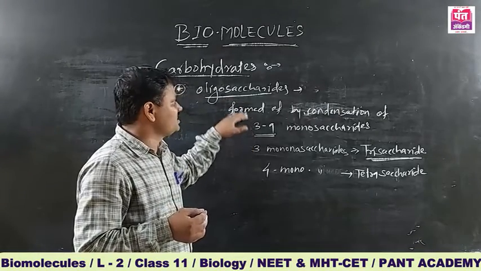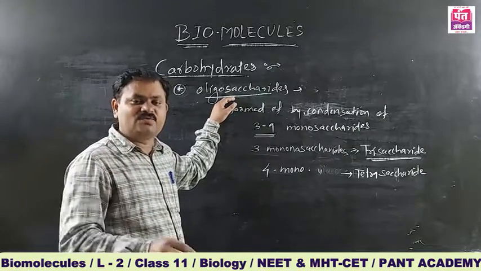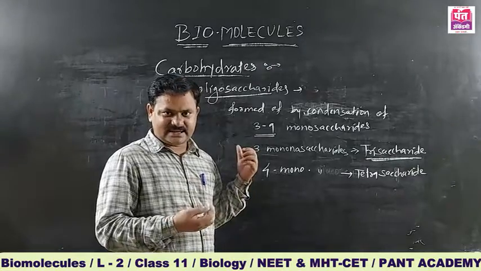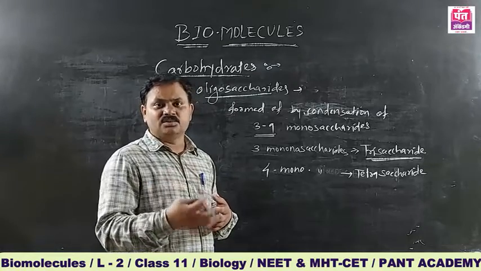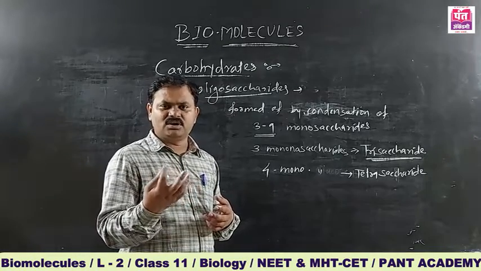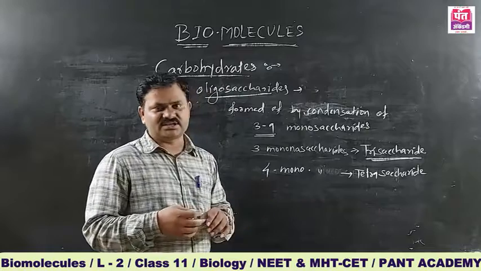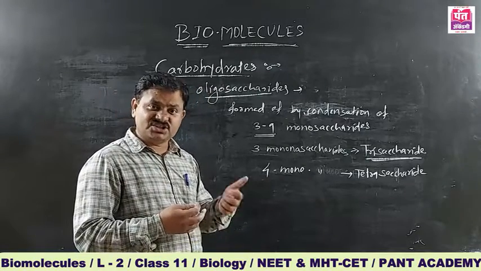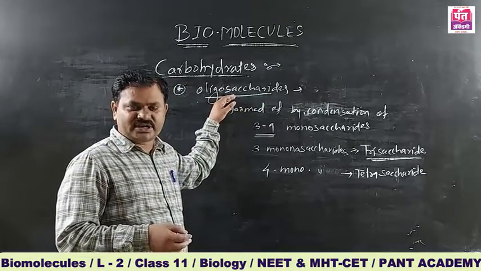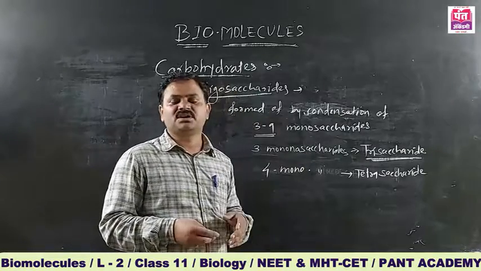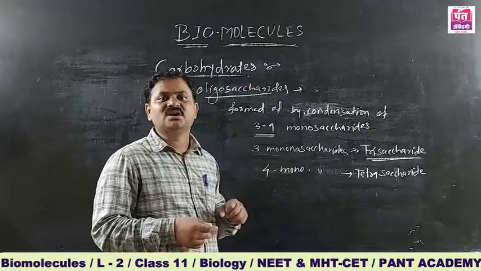The number of monosaccharides present in the oligosaccharide ranges from 3 to 9, and therefore it is completely different from the disaccharide, because in the disaccharide only 2 are there. In trisaccharide 3 monosaccharides are there. In tetrasaccharide 4. Pentasaccharide 5. In hexasaccharide 6 will be there. Like this, many different classifications you can do, and these are the oligosaccharides. So oligosaccharides have completely different properties compared to the disaccharide.